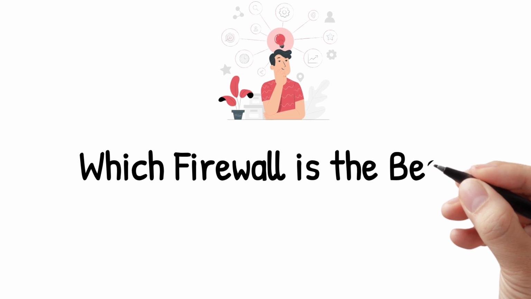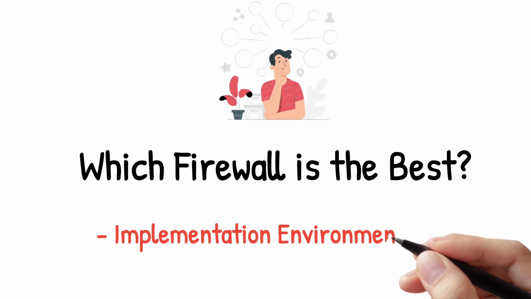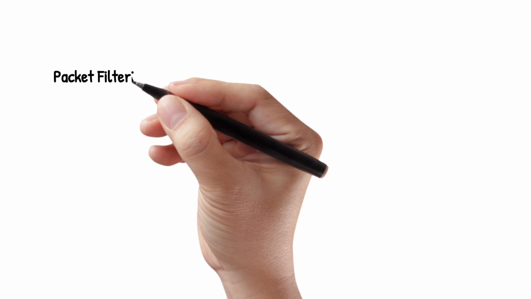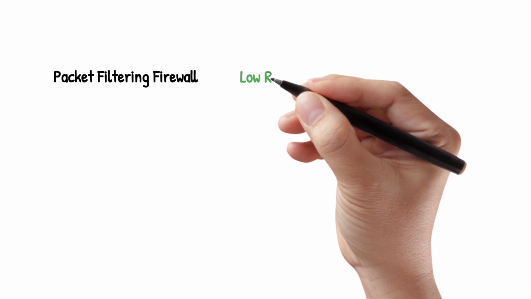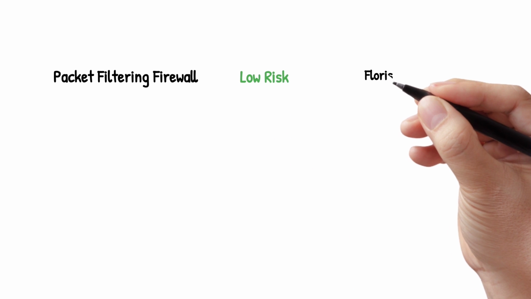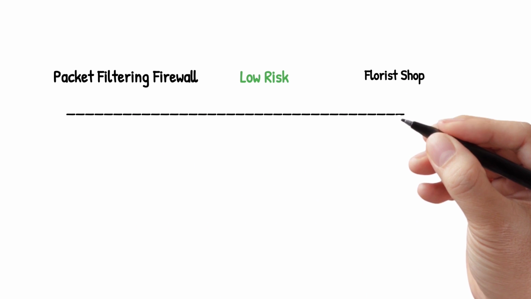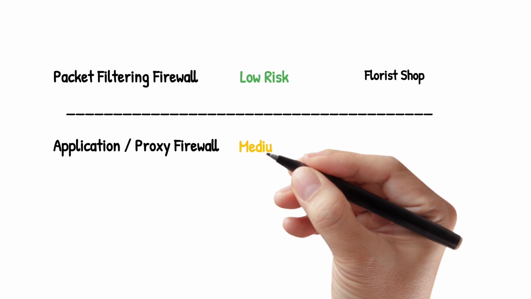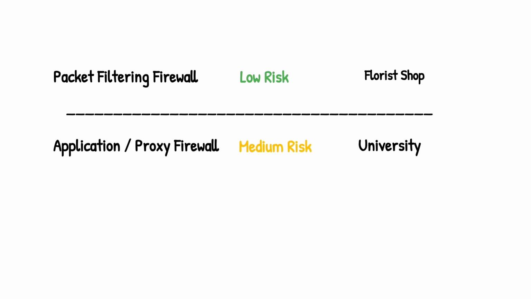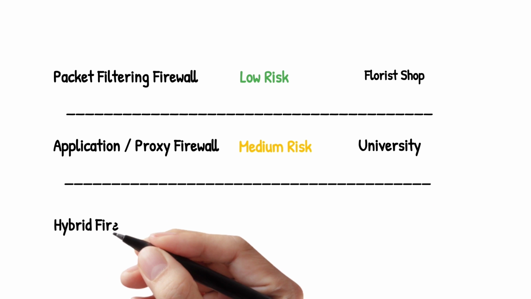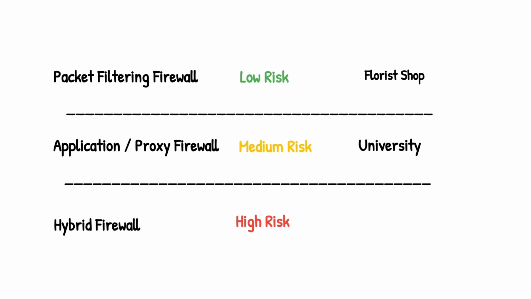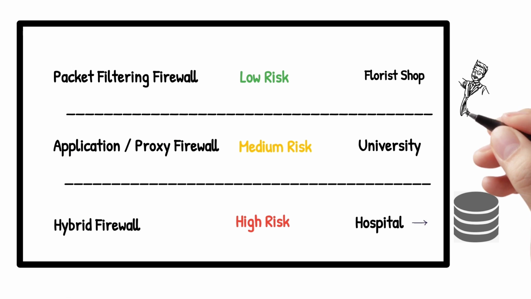Now, which firewall will be the best for us will depend on the implementation environment. For example, packet filtering firewall will be the best for a low risk environment like a florist shop. Application firewall will be the best for a medium risk environment like a university, and hybrid firewall will be the best for a high risk environment like a hospital whose database contains important reports of the patients. Now you can choose a firewall as per your needs.